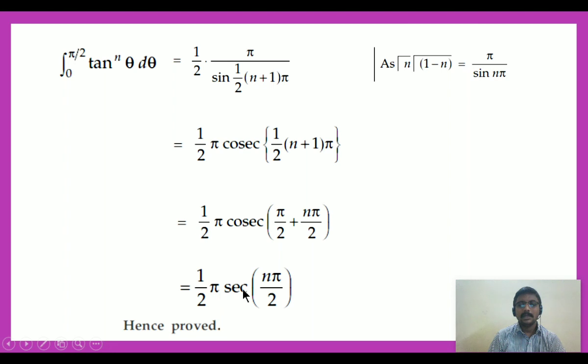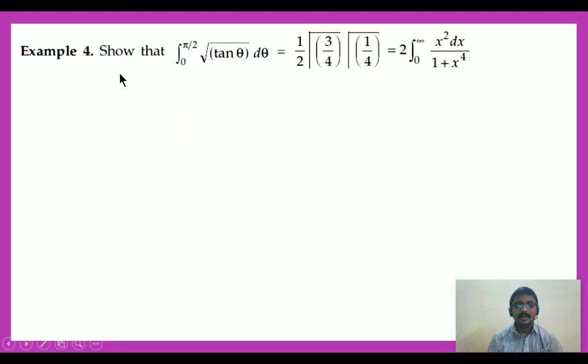So half into pi into secant of n pi by 2. So hence proved. Example: show that integral 0 to pi by 2 root of tan theta d theta is half into gamma of 3 by 4 into gamma of 1 by 4, which is 2 into integral of 0 to infinity x square dx upon 1 plus x power 4.